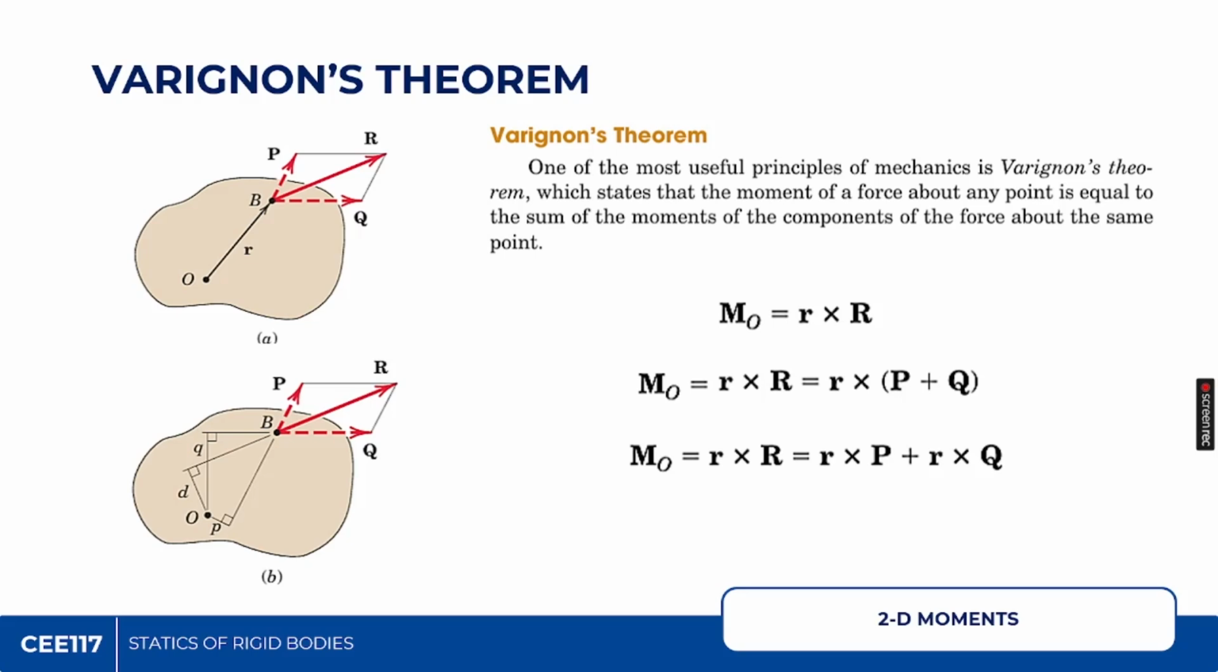Okay? So this is my last discussion, Varignon's theorem. Again, this is one of the most useful principles of mechanics. When we are dealing with multiple forces like P and Q, what we can do first is resolve them or solve for the resultant, then take the moment of the resultant at a certain point. In Varignon's theorem, you can just individually take the moments of P and Q and then add them. That's the same as the moment of the resultant at that exact point.